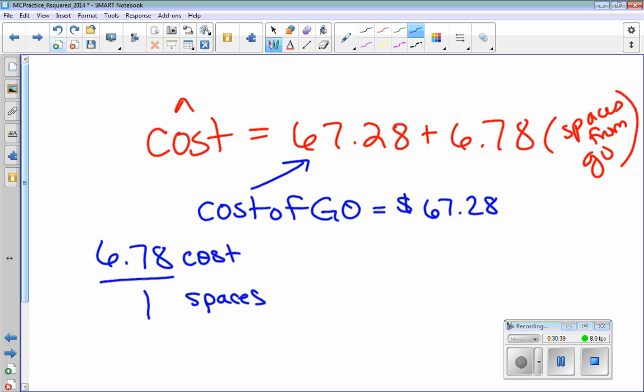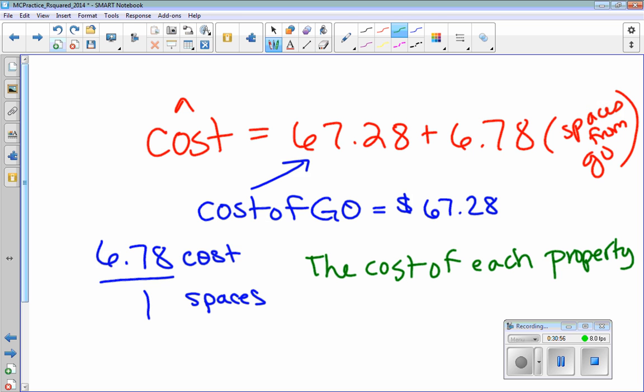So how would I write a sentence to interpret this? Or how did you write your sentence to interpret, Charles? I would write the cost of each space increases by $6.78. Yes. So for every space away from Go that you go, the property value increases by $6.78. Agreed. And obviously, is that exactly true? No, but it's the rate at which the growth happens.